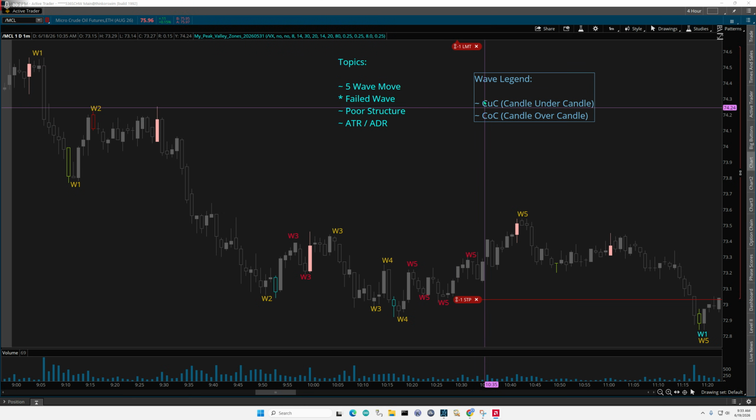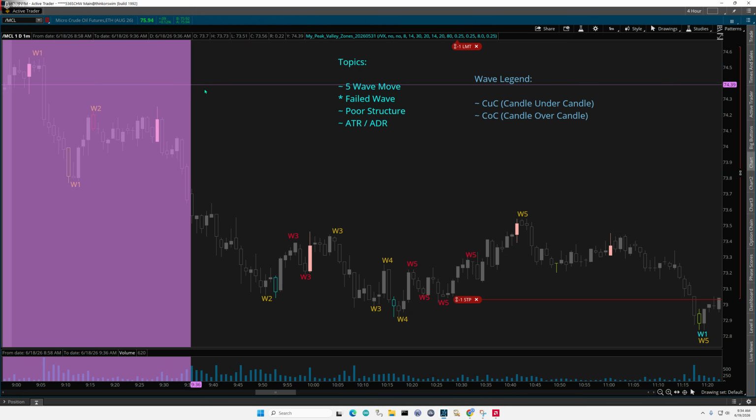It's basically just a succession of waves within a move, and it consists of candle under candle and candle over candle. So I won't spend a lot of time going into the technical details on that today. I'm going to cover these. So let's get started. I'm going to go ahead and zoom in here a little bit.